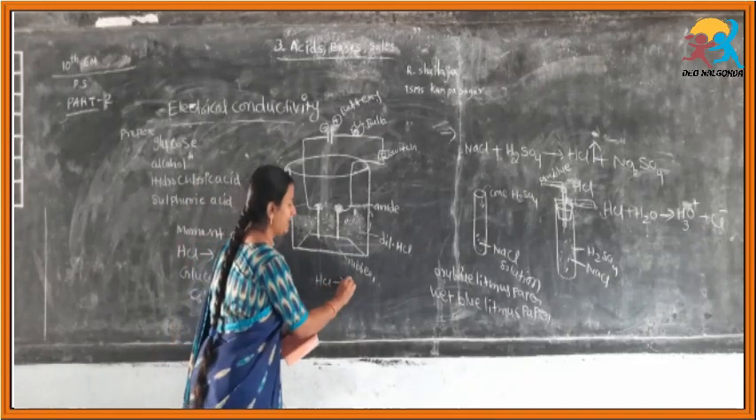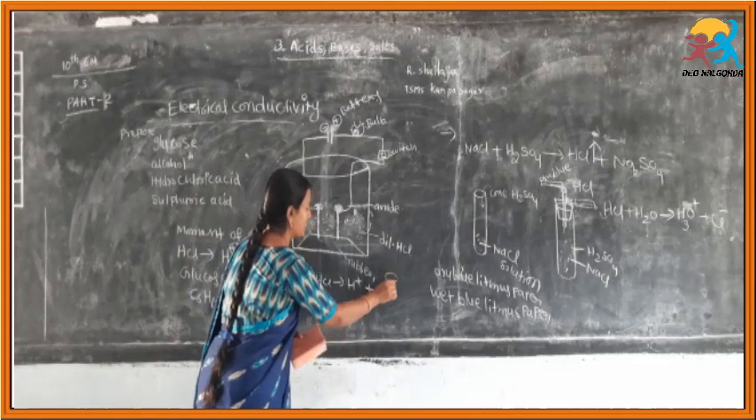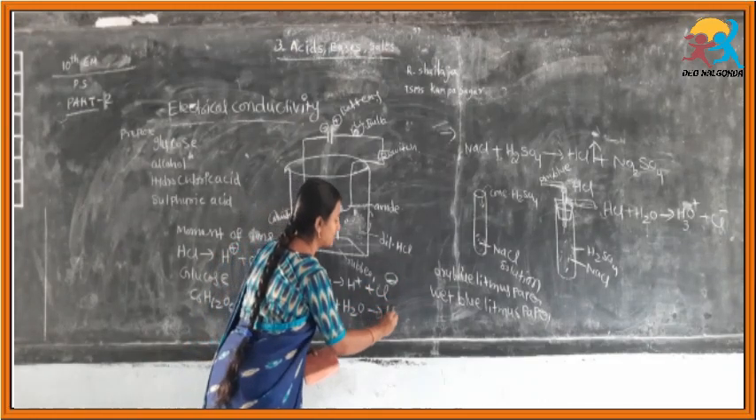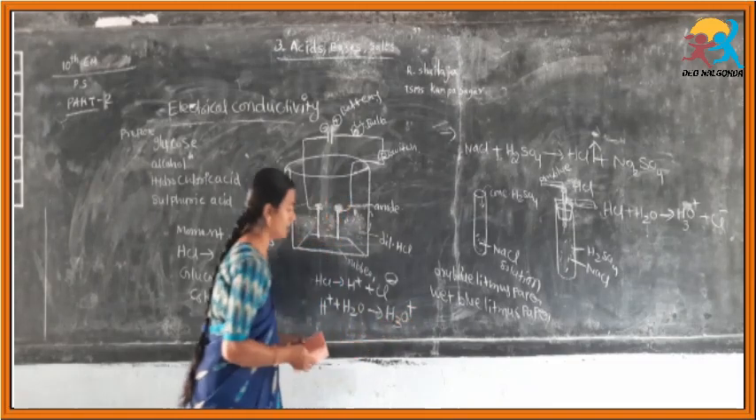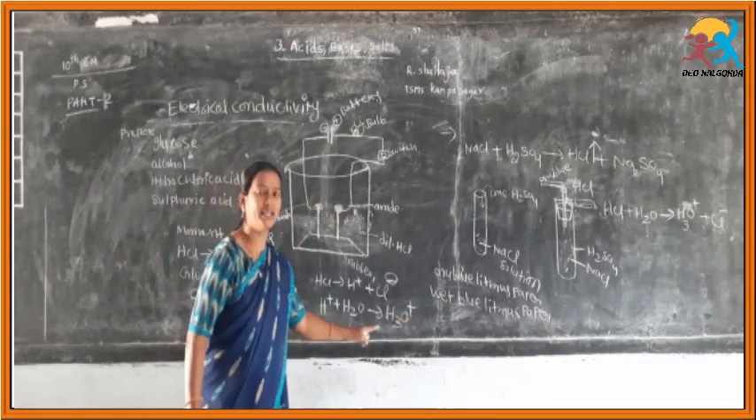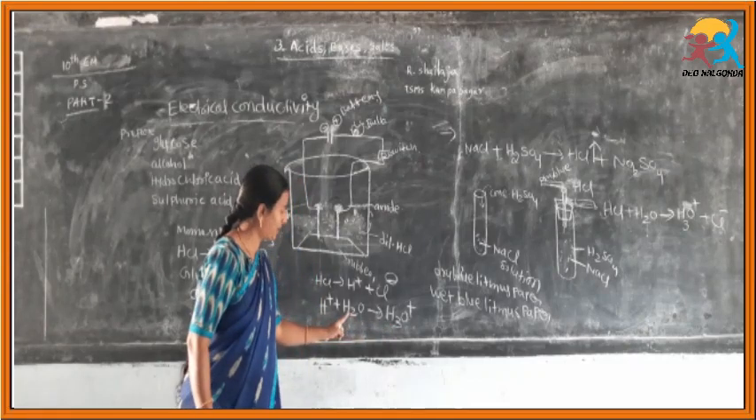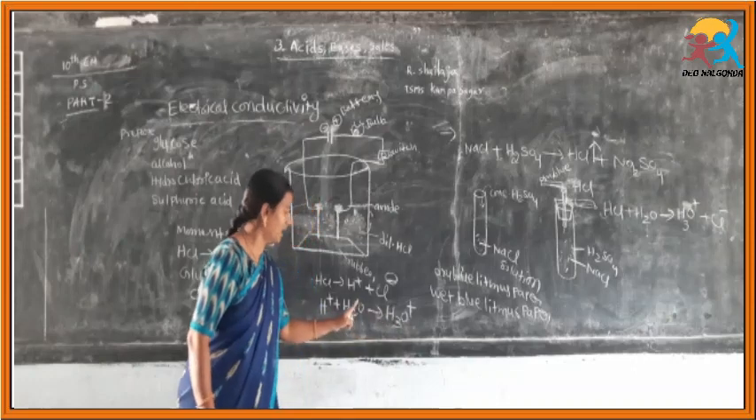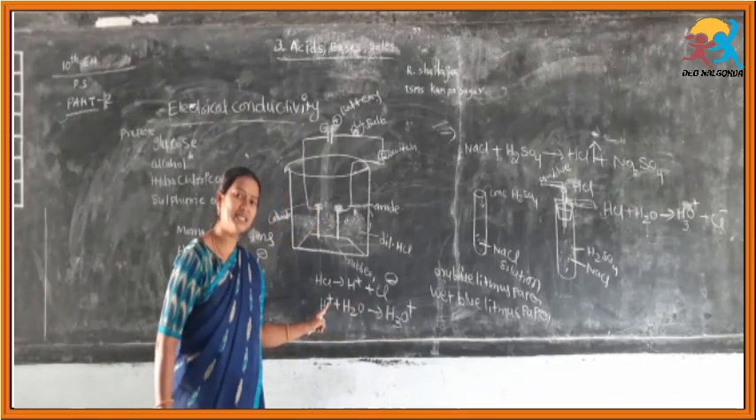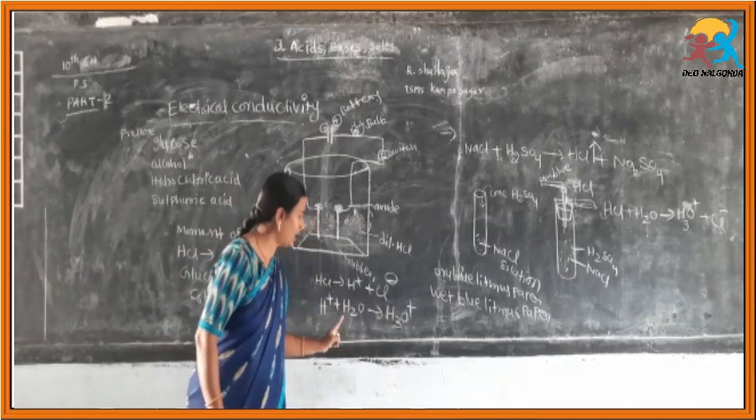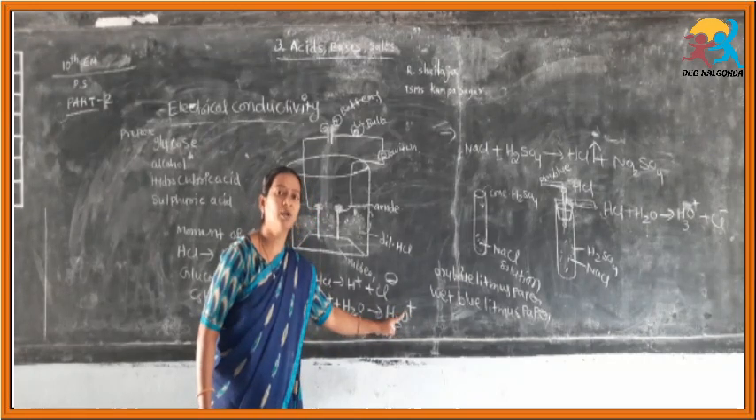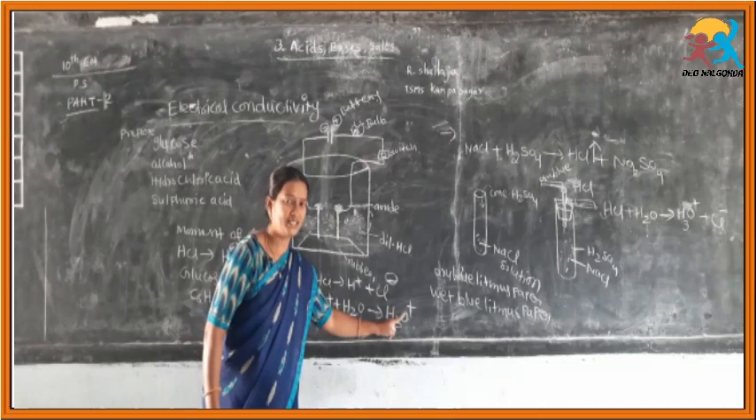HCl separates as H+ and Cl-, but in the presence of water the H+ forms H3O+. H+ in the presence of water gives H3O+. Two hydrogens here, one here, so total three hydrogens, and one oxygen. The water has no charge, but this H+ carries the positive charge, so the total ionic molecule is H3O+. It is the existable ion, the existable form of the H+ ion in the presence of water.